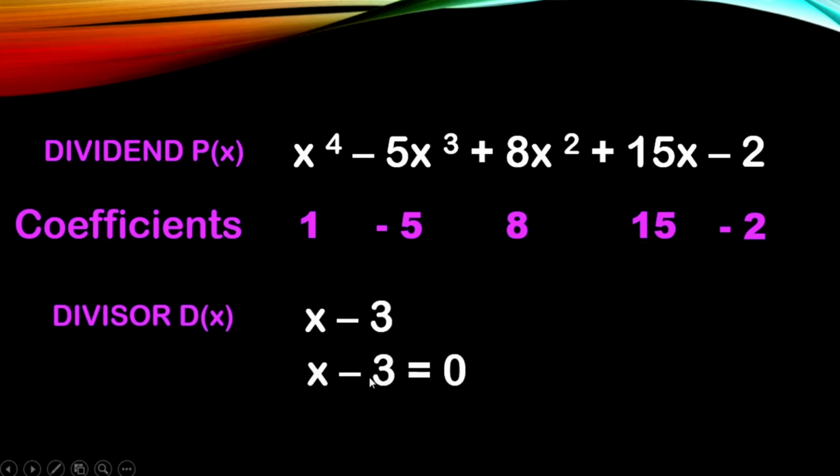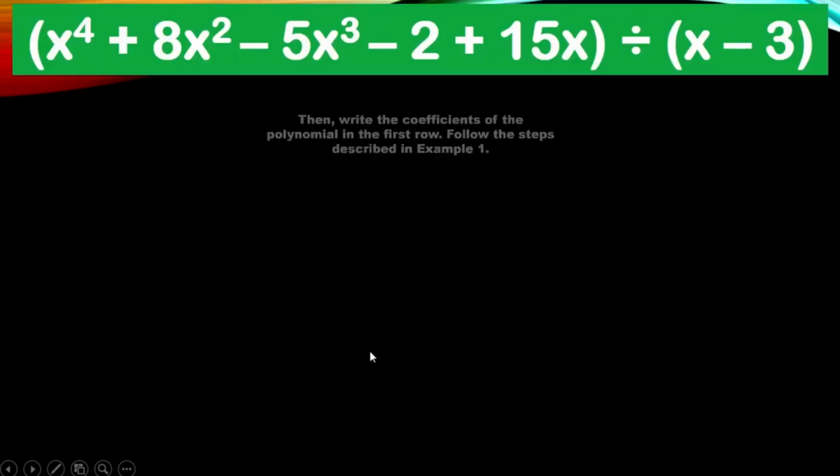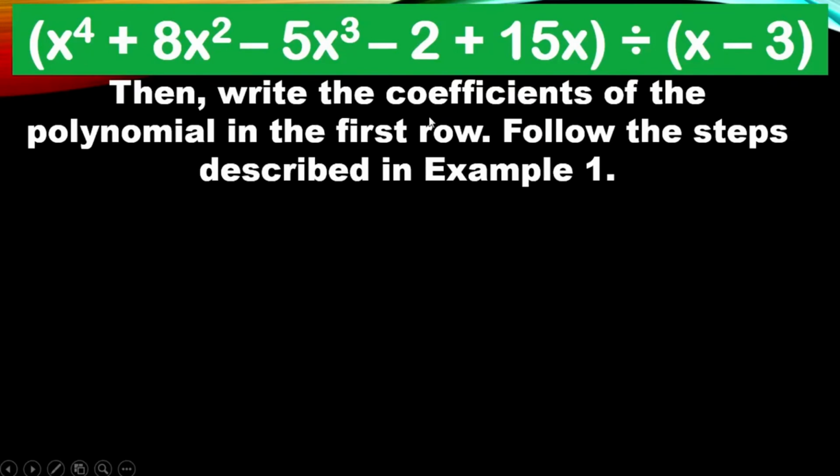And solve for x, we have x minus 3 equals 0. Then you transpose 3 to the other side. Therefore, we have x equals positive 3. And that is our divisor. Then, we write the coefficients of the polynomial in the first row. Follow the steps described in example number 1.